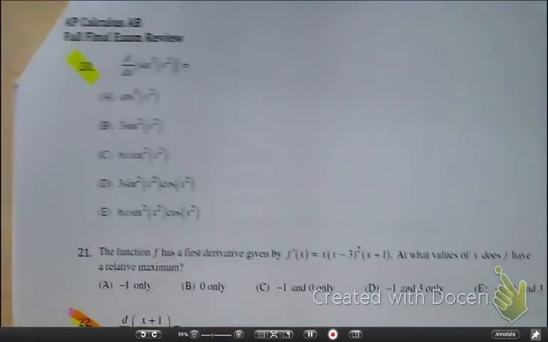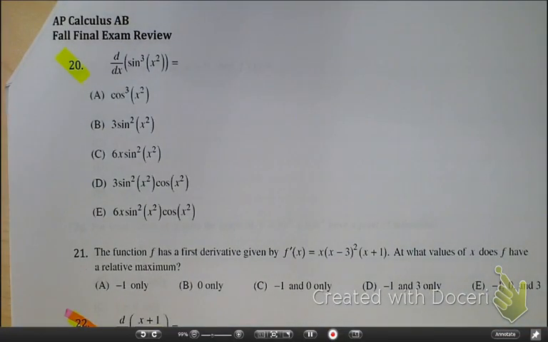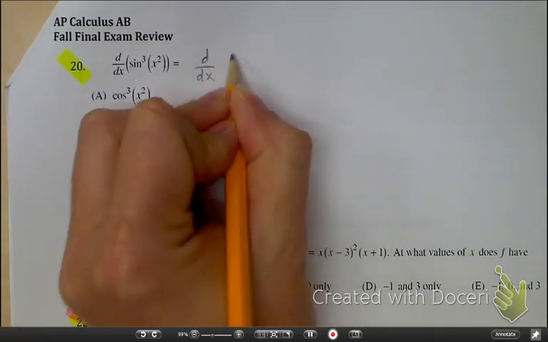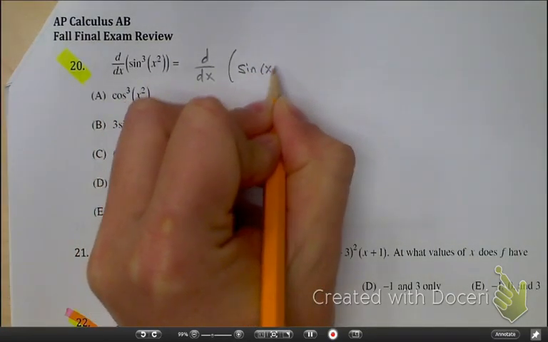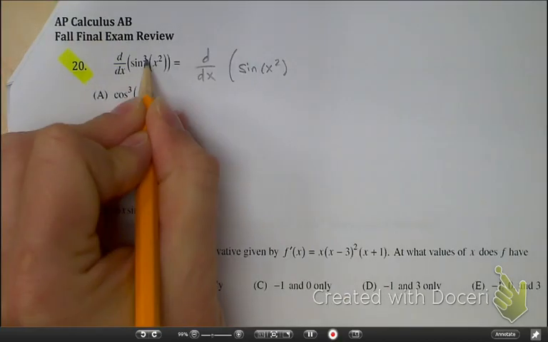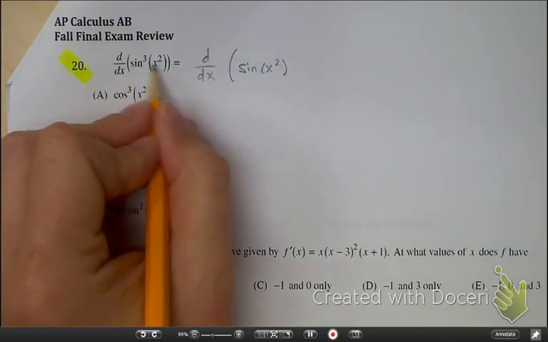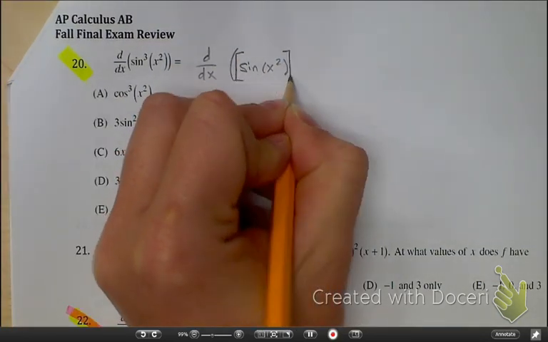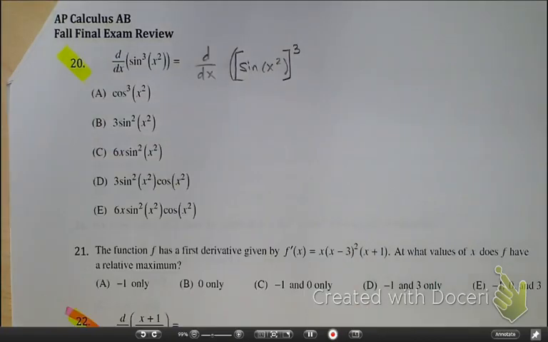Number 20 is the next one we'll do. Now, before I do this one, I'm going to rewrite this a little bit. I want to know what the derivative is, that's what this means, d/dx, of sine of x squared. And then this 3 right here, I want to make sure I know what this 3 applies to. So this is sine cubed of x squared. But remember, we want to rewrite that as sine of x squared that's being cubed. That's just a simpler notation of how to write this.